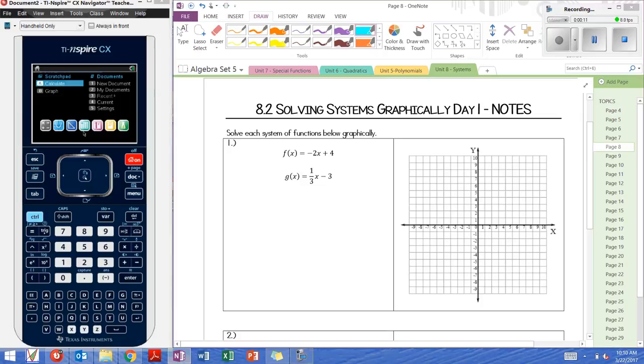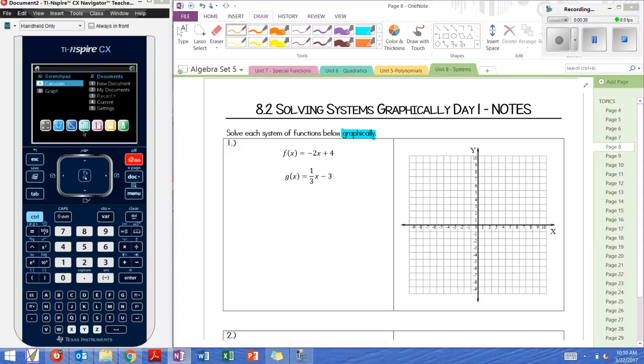Looks like we're just going to dive right into some examples today, because I think that in order to find the best use of our time, that's exactly what we're going to do. So the directions say to solve each system of functions below graphically. And later this unit we're going to talk about algebraically, and yes, there is obviously a big difference between the two of them.